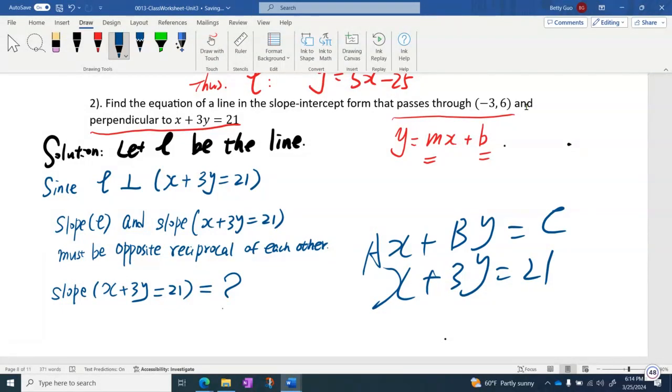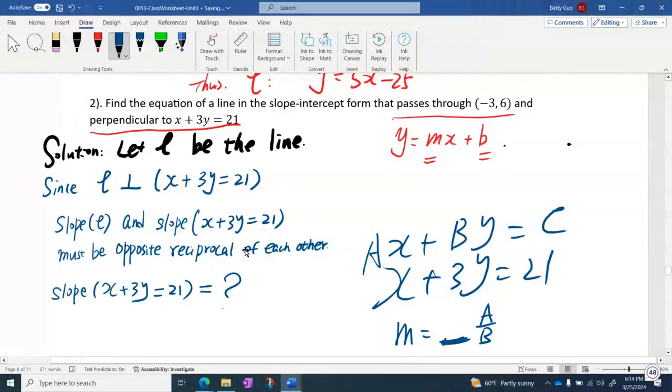We learned two methods to find the slopes for equations in the standard form. One method, my method, because it's very fast once you grasp it, is to use the formula slope equals negative a over b. The other method is to rewrite the equation in slope-intercept form and then identify the slope. I'll give you 1 minute to tell me the slope of x plus 3y equals 21. I'm going to explain both methods after.